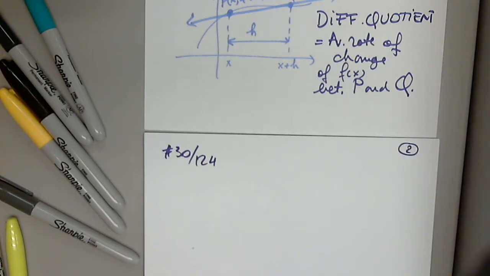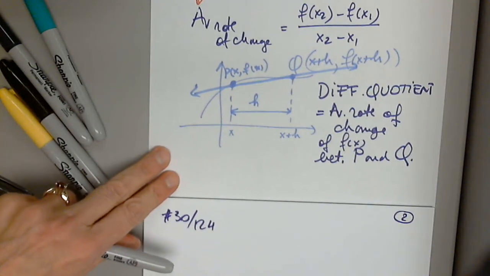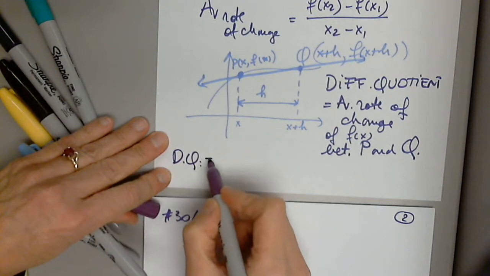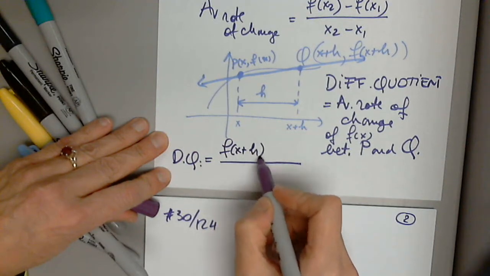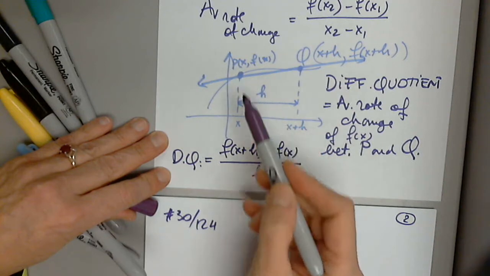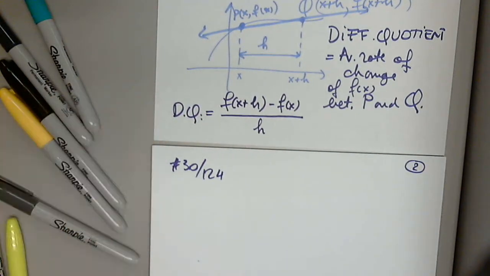Maybe I should write it. Let me write it. So the difference quotient, we wrote it a long time ago, but maybe I should write it again. F of x plus h minus f of x divided by h, because it's x plus h minus x, which is just h. And that's the difference quotient.